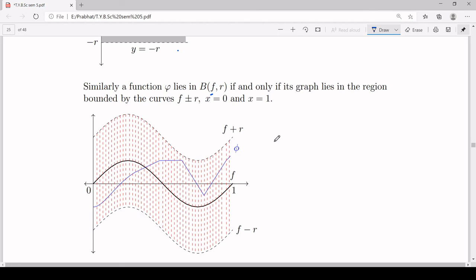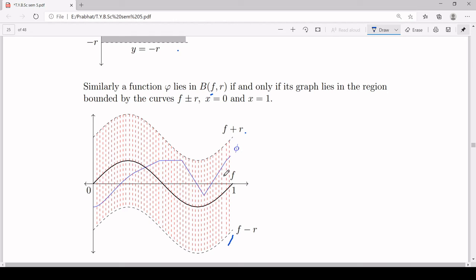And how is the norm defined here? It is the supremum of mod f of x. So the norm of f minus phi, the supremum of mod f minus phi, should be less than r. That means if I denote this black line by the function f, then f plus r is this dotted line, which is not part of our region, and f minus r is here.